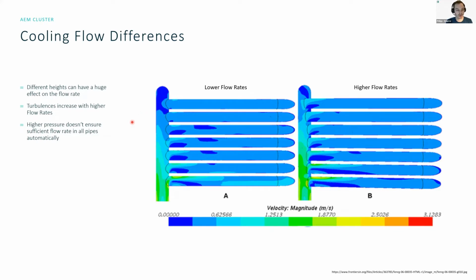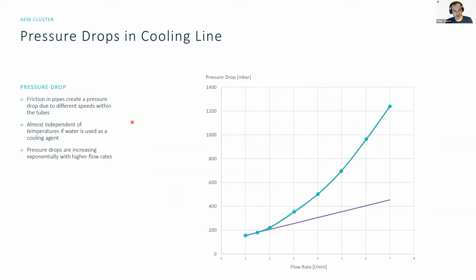So we have to ensure that we have a sufficient flow rate in all pipes and also that our pump is available and is able to provide the pressure needed. Also, I want to talk about pressure drops. So the higher the flow rate, the higher the pressure drops. So give me a second, I'm not sure if you can see that.